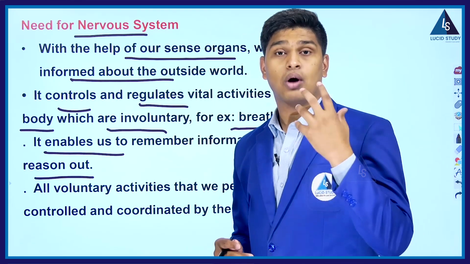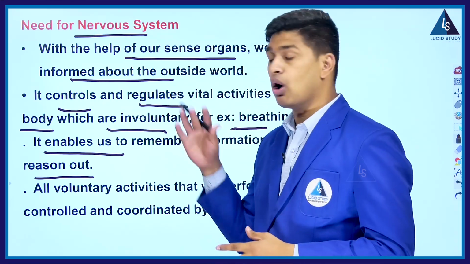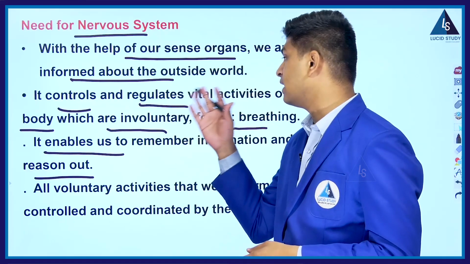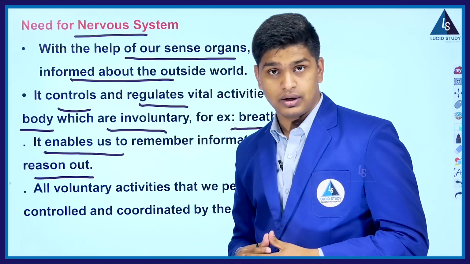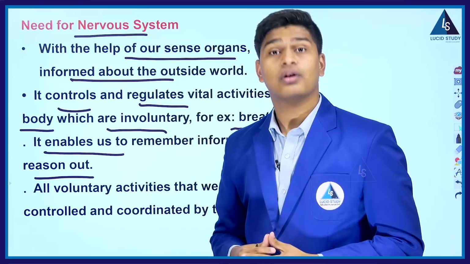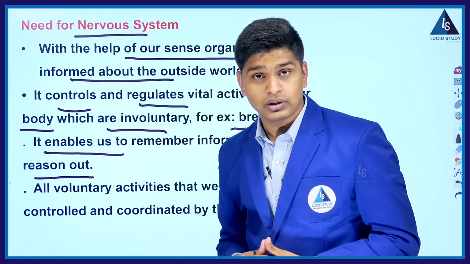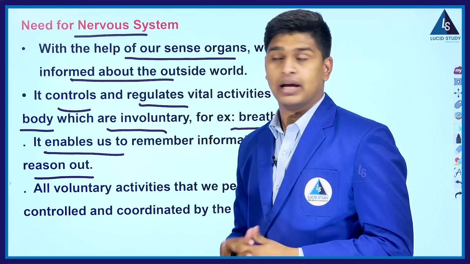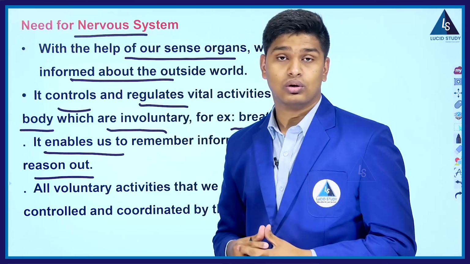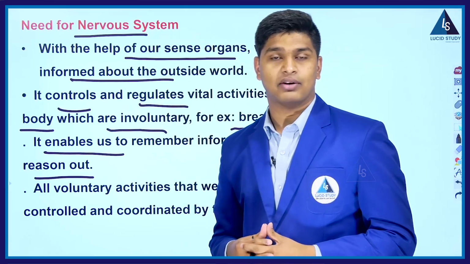Remember, when we talked about the need for the nervous system, we got to know that it controls and regulates the vital activities of our body, and that too which are involuntary. If it can control and regulate involuntary actions, then what about the voluntary actions? You might have got the question, right? In fact, let me tell you, the nervous system also looks after all the voluntary activities that we do.